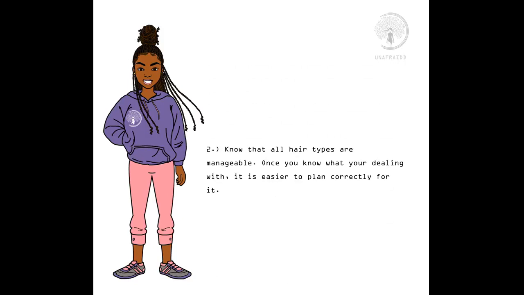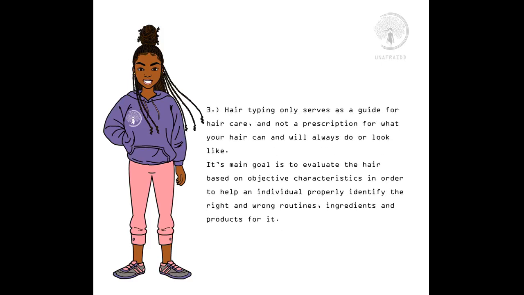Number two, know that all hair types are manageable. Once you know what you're dealing with, it is easier to plan correctly for it. Number three, hair typing only serves as a guide for hair care and not a prescription for what your hair can and will always do or look like. Its main goal is to evaluate the hair based on objective characteristics in order to help an individual properly identify the right and wrong routines, ingredients, and products for it.